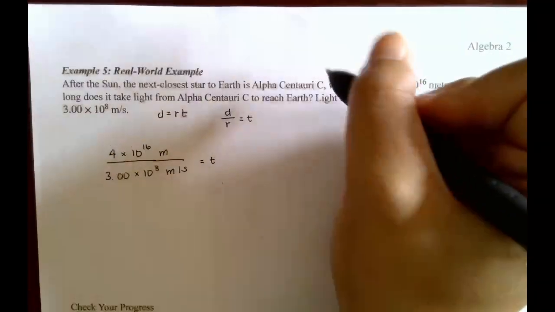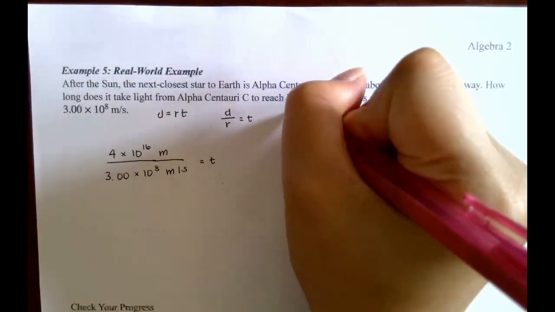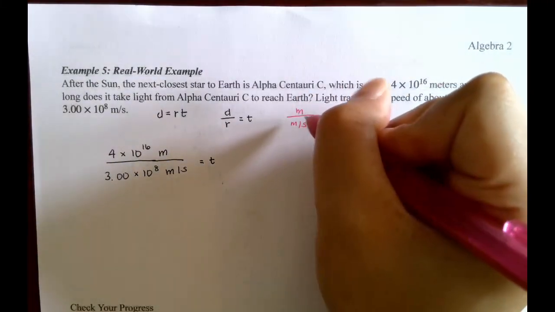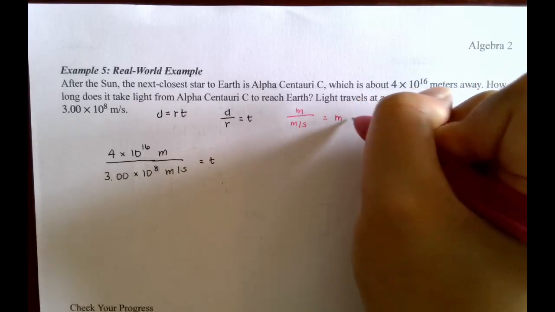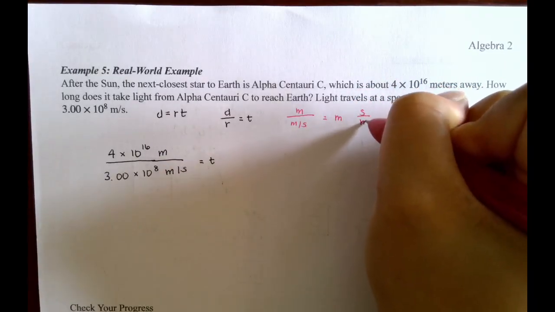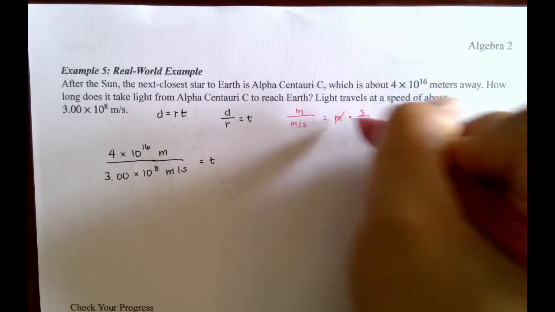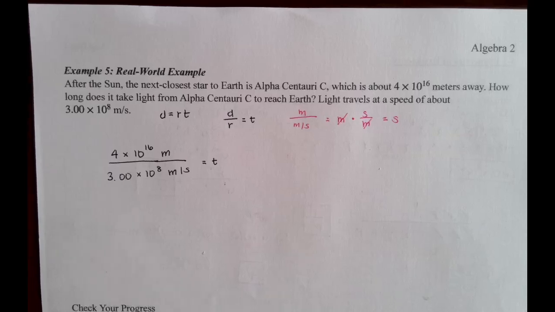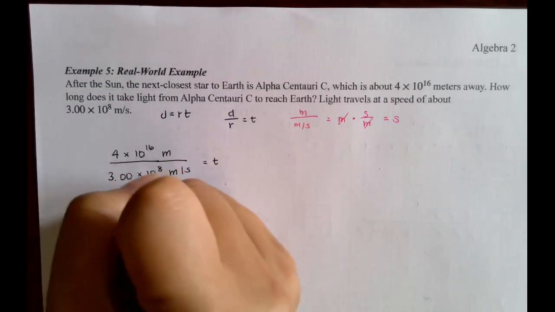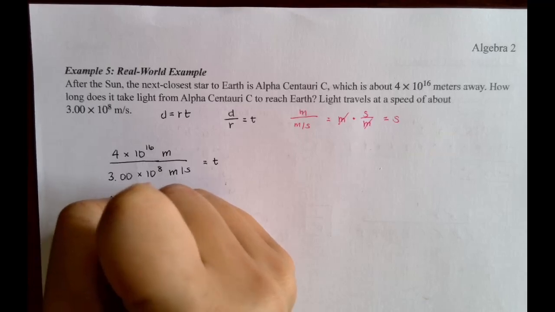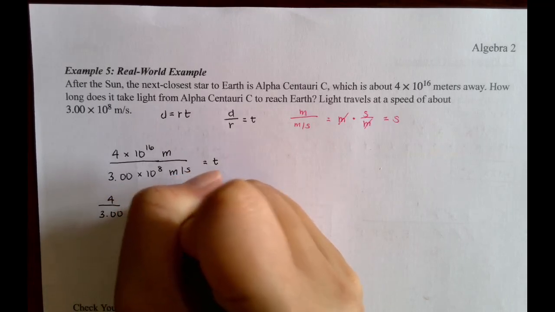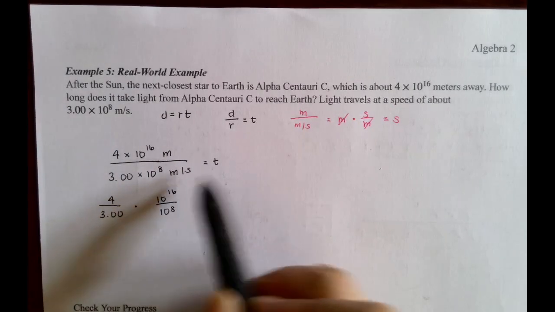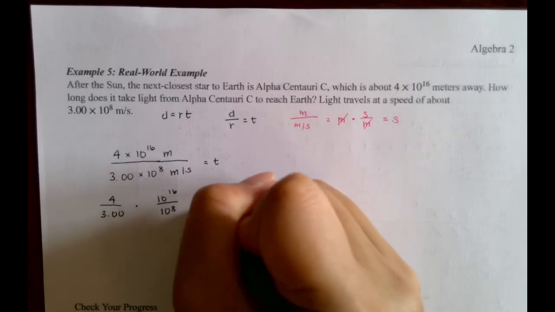And then remember, meters divided by meters per second. If you remember how we divide fractions, we keep the first one, we flip the second one, and then we change the division to a multiplication, which is why the meters and the meters cancel out and only give us seconds, which is that time that we have. Okay, so then we can do 4 divided by 3, and then 10 to the 16th over 10 to the 8th. And then we saw here that the meters divided by the meters per second just gives us seconds. This will be our time.